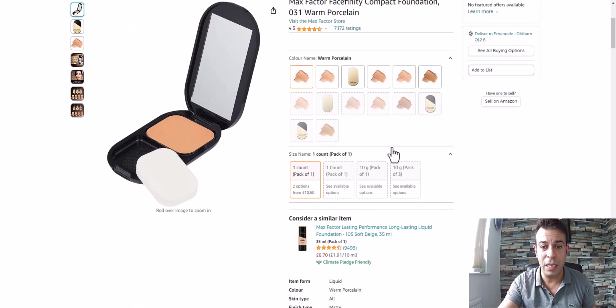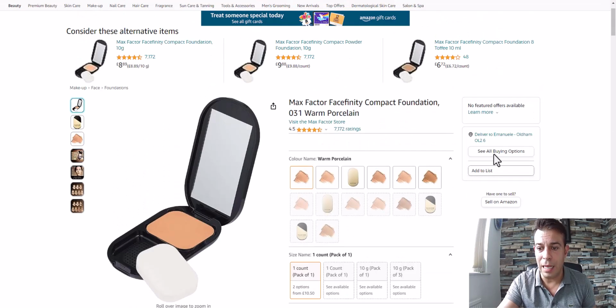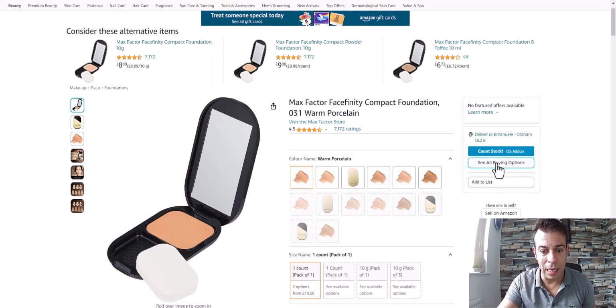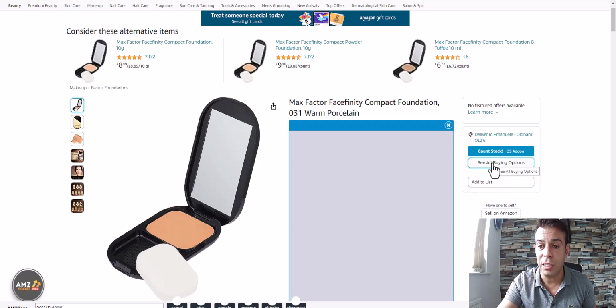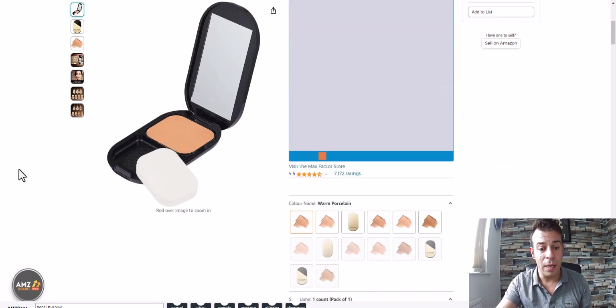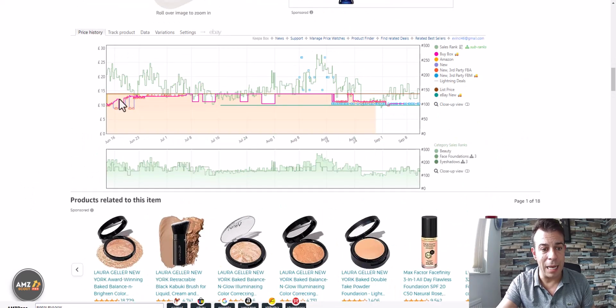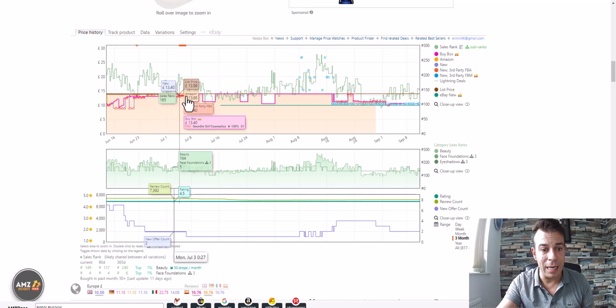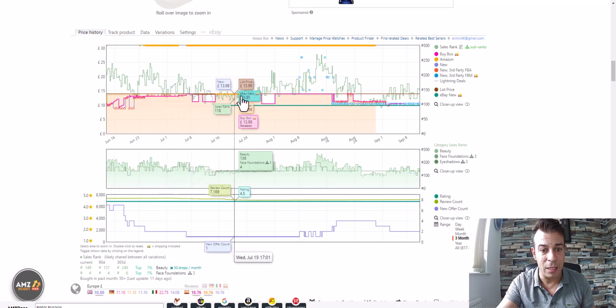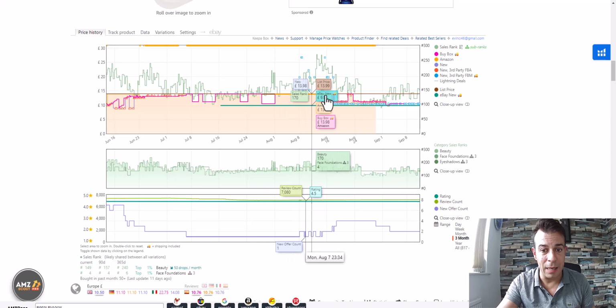Okay, so we can see this is a variation, and there is a see all buying options, because this product is being sold at the moment at a price that is not the usual buy box price. So I'm going to click on see all buying options and see what kind of price I should be using. When I look at Keepa in here, when it loads, we can check that average buy box price, it goes like $13.98. By the look of it, it's the going price.